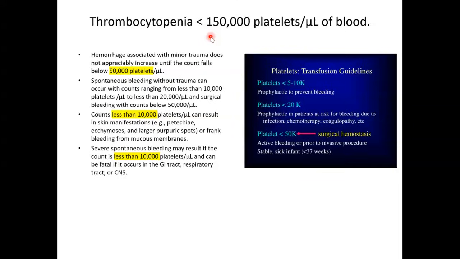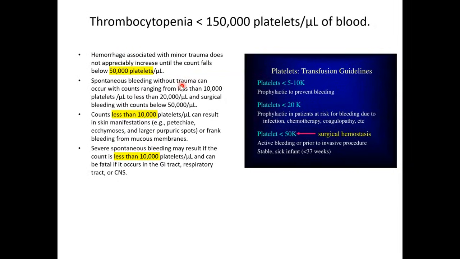Low platelets. So when you think low platelets, you should be thinking bleeding. Hemorrhage is associated with minor trauma, and does not appreciably increase until the count falls below 50,000 platelets. Kind of interesting when you have 350,000 and really don't have any issues until the count falls below 50,000. And that's with a minor trauma. But that's an important number to remember, 50,000, because that's when there may be some intervention.